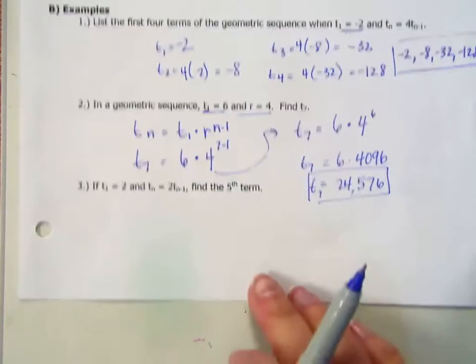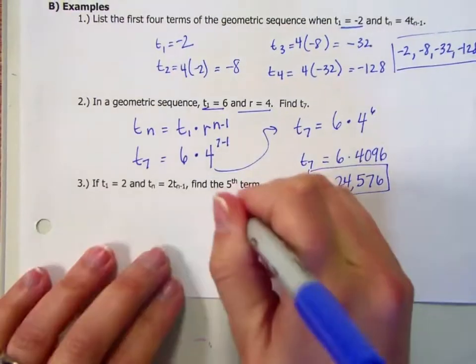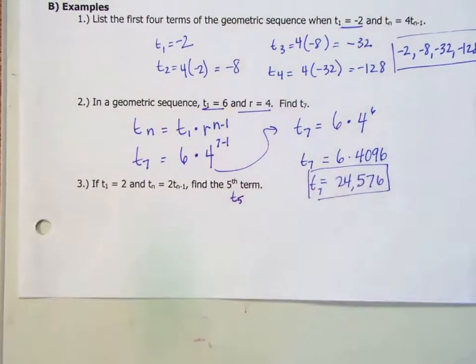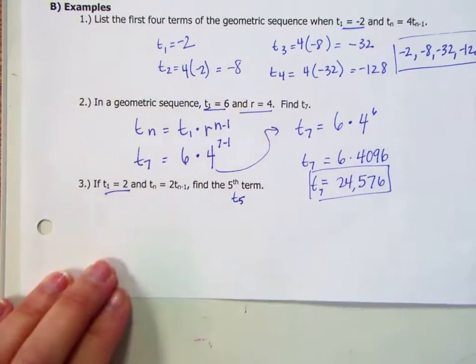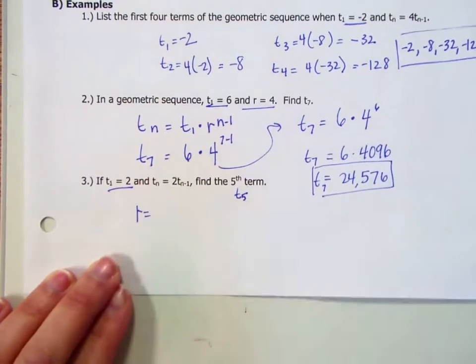All right, number 3. If t sub 1 equals 2, and t sub n equals 2 times t sub n minus 1, find the fifth term. So again, we're looking for t sub 5. We're given the first term, but what we need is the common ratio.